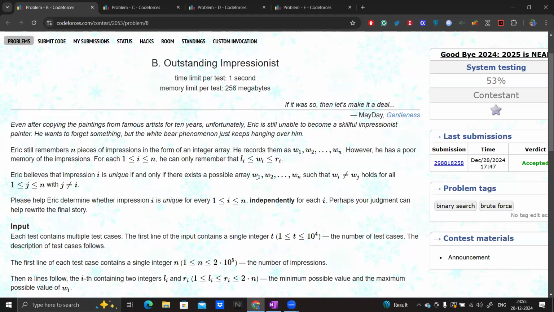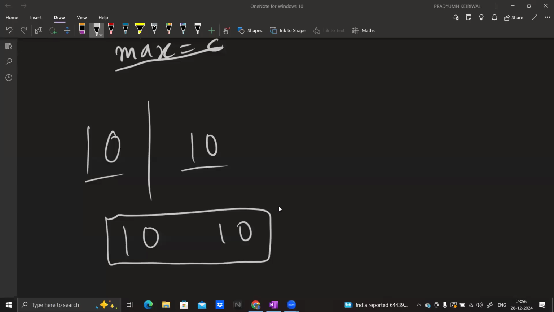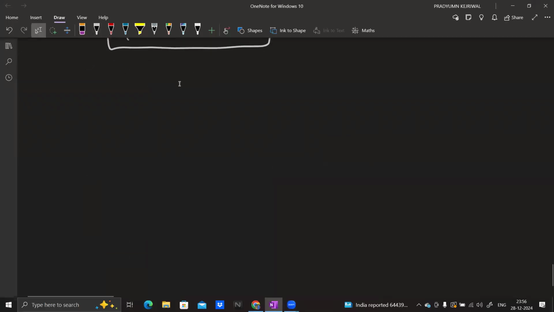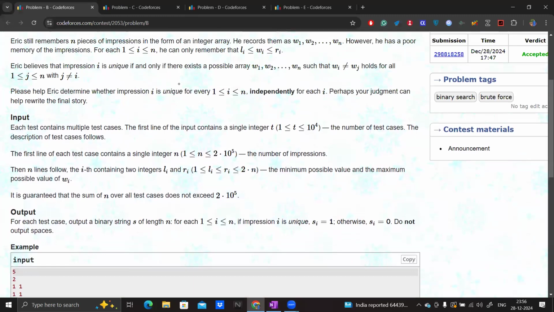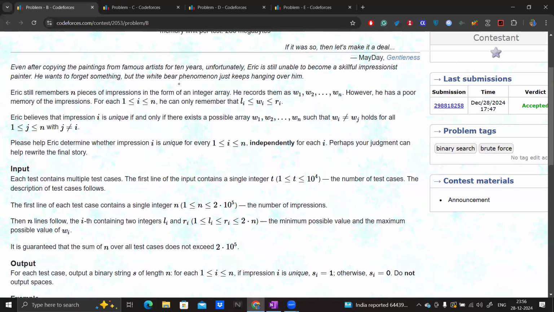So if such an array exists, then element I is unique. Please help Eric determine whether an impression I is unique, for every I from 1 to n independently. So the problem is like, we have been given an array. Actually, we haven't been given an array, we have just been given ranges. We have been given n ranges Li to Ri.